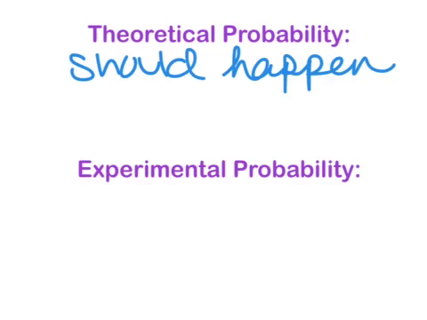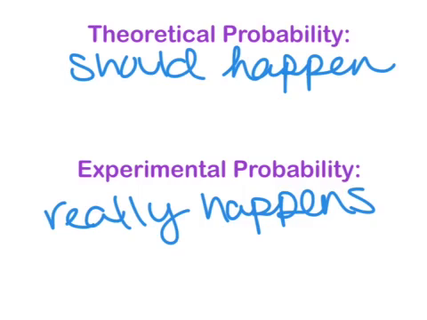Now, experimental probability is what really happens. So write really happens. Now, this is a really shortened down definition, but it works because when you roll a dice, you really get 2 3s, a 4, a 5, a couple 1s, and things like that. So that's your experimental probability. That's what really happens. So, recap, theoretical probability is what should happen. Experimental probability is what really happens.